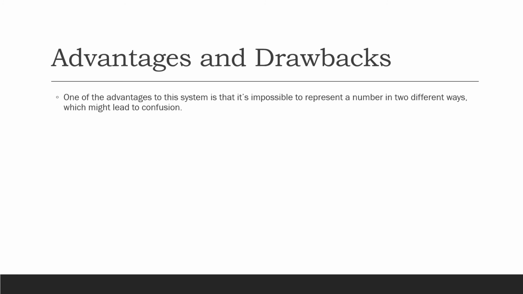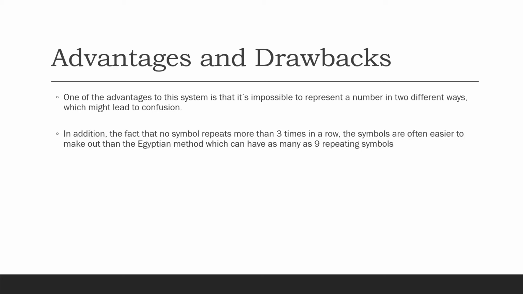There are a few advantages to this system, one of which is that you don't have any numbers represented in two different ways, which can be kind of confusing. And because the symbols don't ever repeat more than 3 times in a row, they're way easier to make out than the Egyptian method for some of the meaner numbers. If you think that 99 is bad in the Roman numeral system, just imagine what it would be like in the Egyptian system.